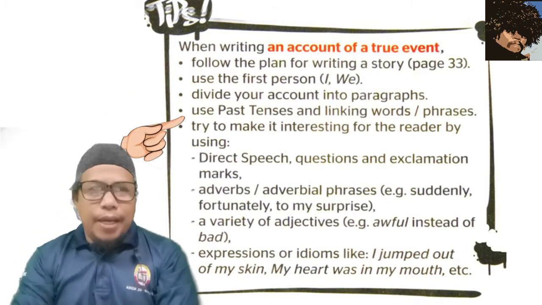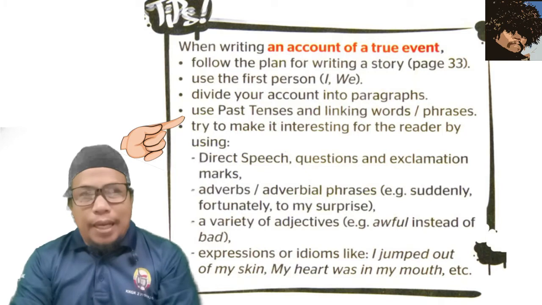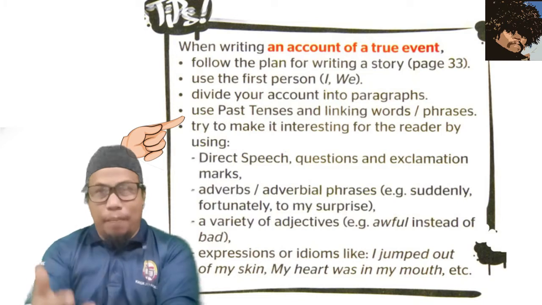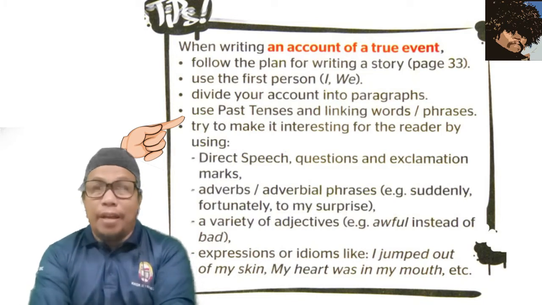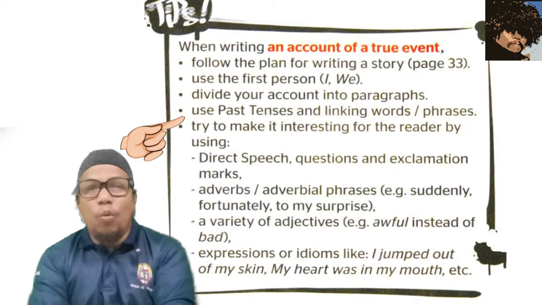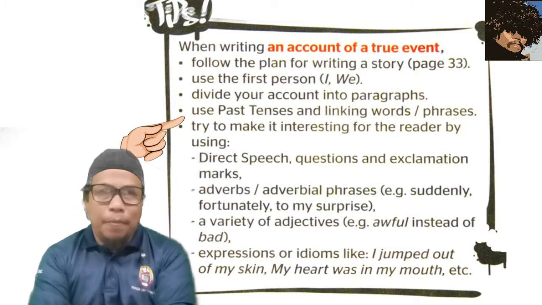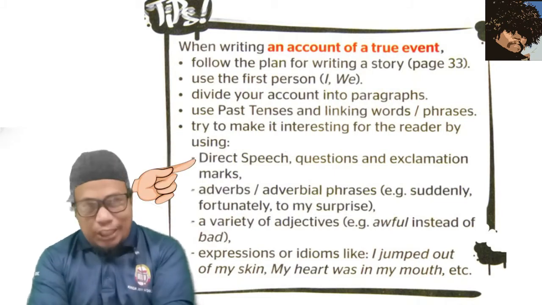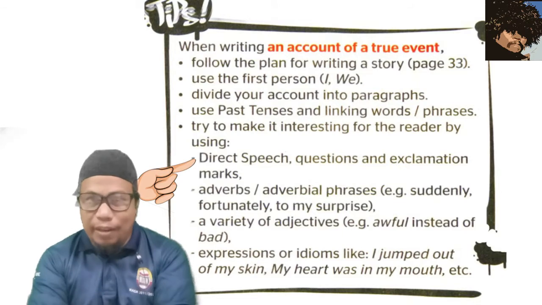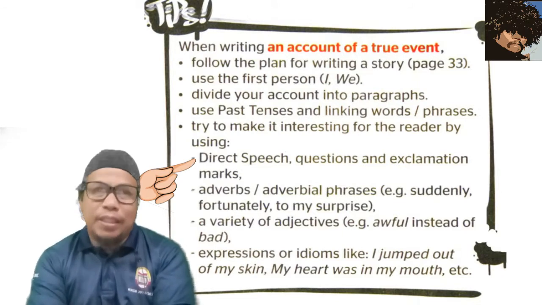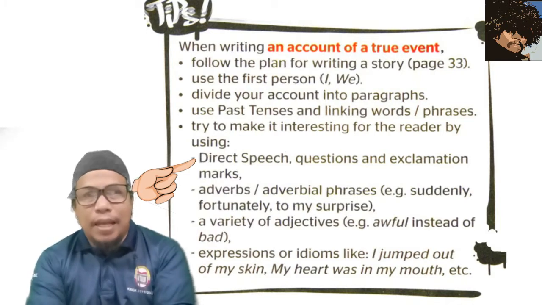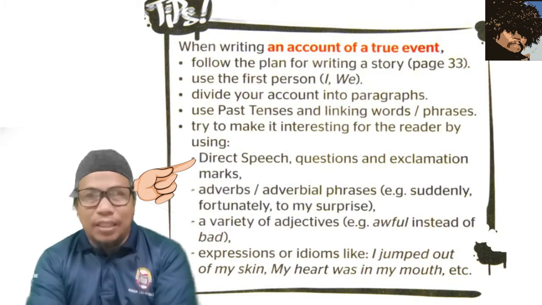Next, use past tenses and linking words and phrases. Why past tenses? Because it is an account of something that happened in the past. We are talking about an event in the past. We also use linking words and phrases to explain the event. Try to make it interesting for the reader by using, number 1, direct speech. Direct speech is the dialogue, the real dialogue said by the person in the story. Questions: once in a while, we can put questions in our text, and exclamation marks, for example, when we are talking about a tense situation.